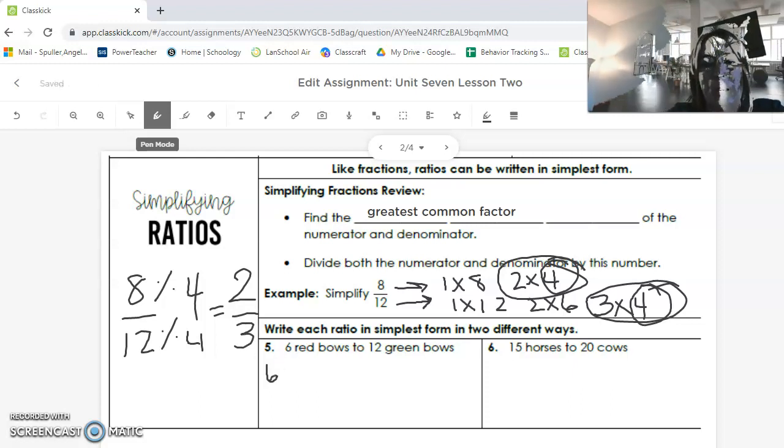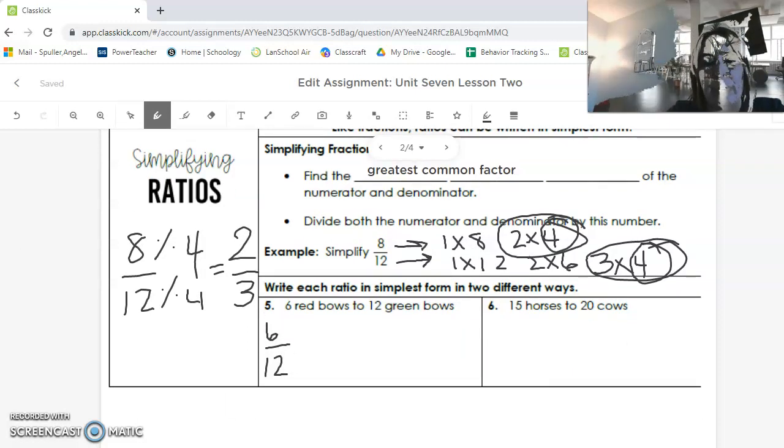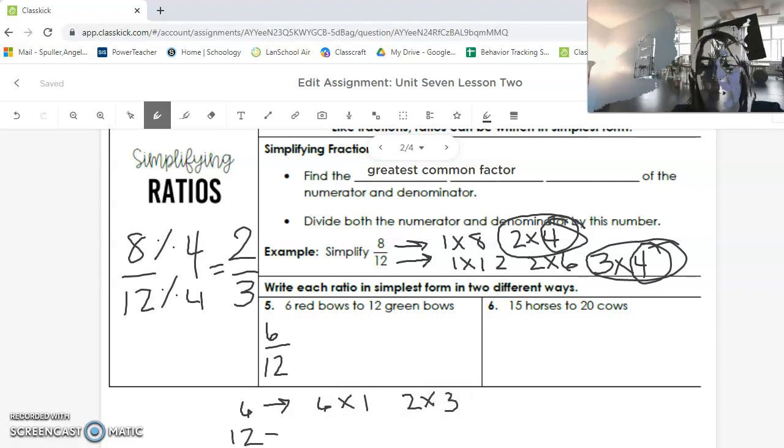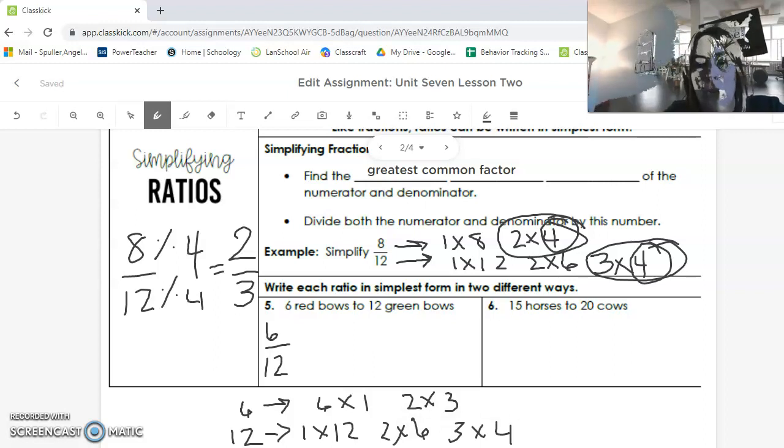We have 6 and 12. And I'm going to scroll down just a little bit so I can do the factors. 6 is 6 times 1 and 2 times 3. And 12, well, we already know those. 1 times 12, 2 times 6, and 3 times 4. Well, they have 3, 2, 1, and 6 in common, but 6 is the greatest. So I'm going to divide both of these by 6. And that's going to get me 1/2.